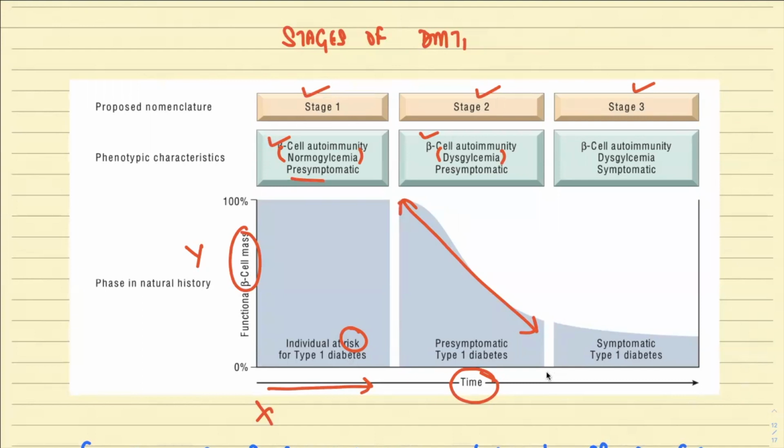Now, at this point, when there was 90% destruction, in stage 3, the patient developed signs and symptoms of diabetes along with the complications. So symptomatic type 1 diabetes mellitus is going to develop in stage 3. Is this very clear regarding the stages of diabetes mellitus type 1?